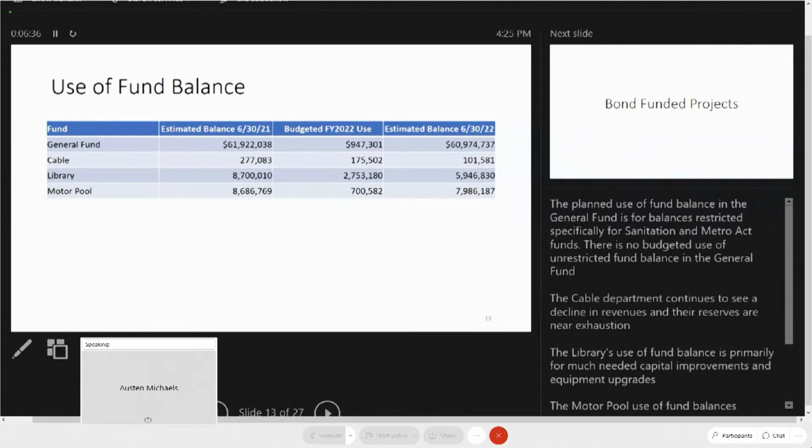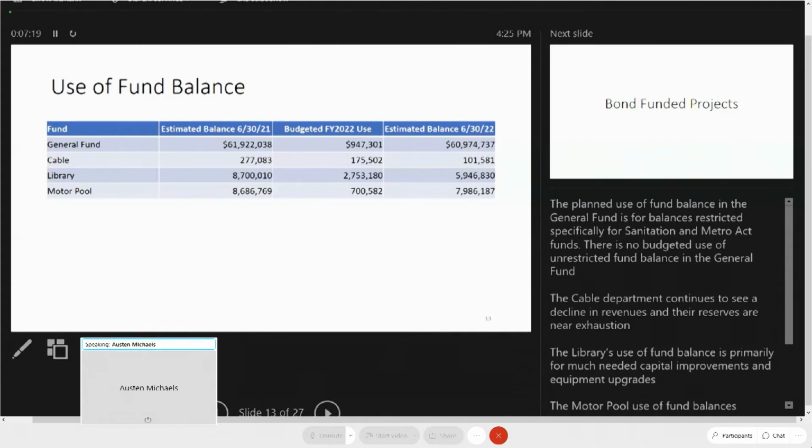Next, we'll take a look at the use of fund balance. Within the general fund, the only planned use of fund balance is for balances that are specifically restricted, and that's for the sanitation and the Metro Act funds. There is no budgeted use of unrestricted fund balance in the general fund. So our unrestricted fund balance is not going to be decreased based on what we're planning here. And that's important because that's the metric that the rating agencies look at. That's the policy that council adopted a couple years back to make sure that we are preserving our fund balance.